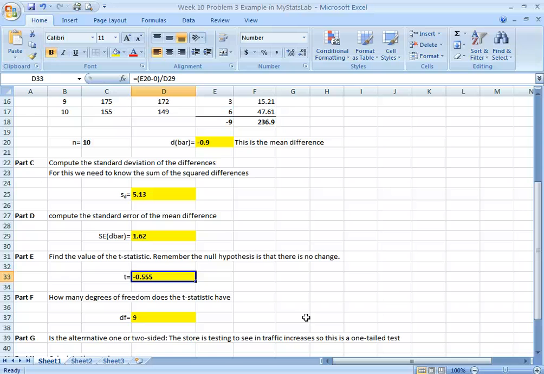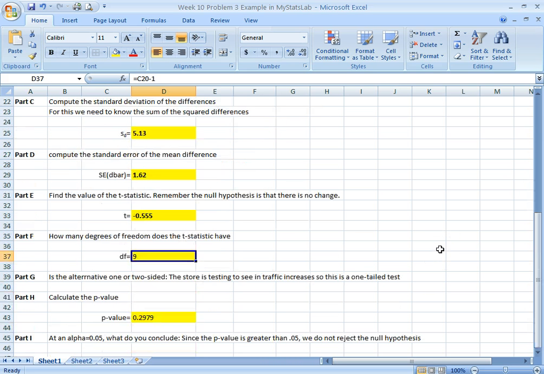Part F. How many degrees of freedom does the t-statistic have? Well, we have 10 stores, so 10 minus 1 is going to give us 9 degrees of freedom. Part G of this problem. Is the alternative one or two-sided? The store is testing to see if traffic increases, so this is a one-tailed test. And we're saying, because we want to know if traffic increases, that this is a one-tailed test.